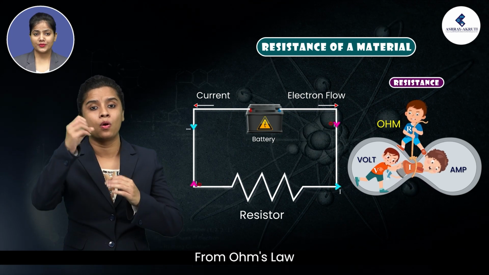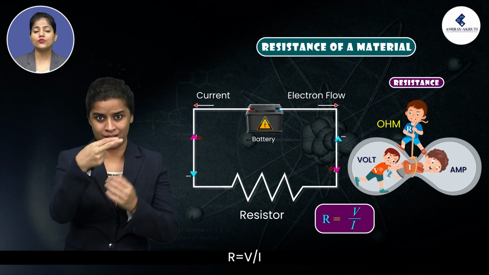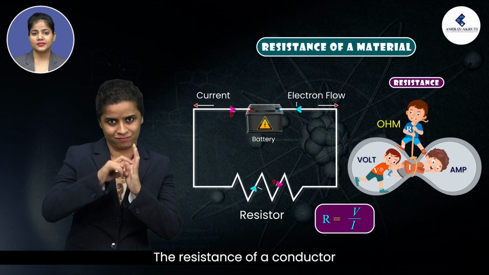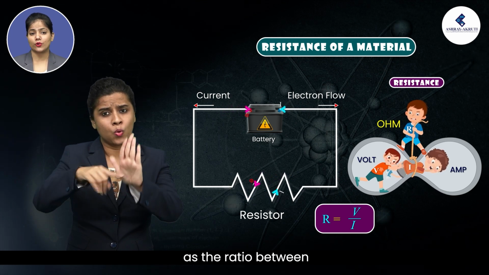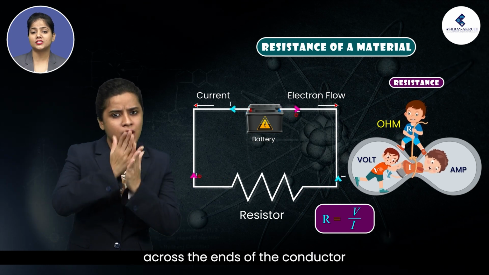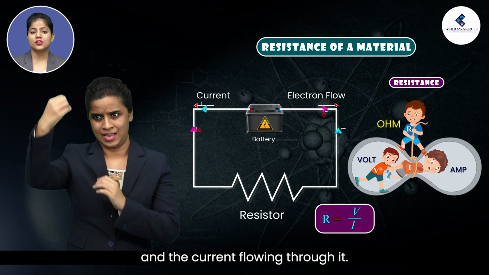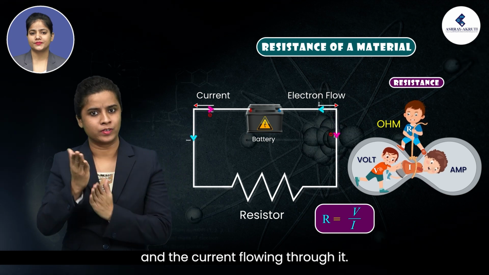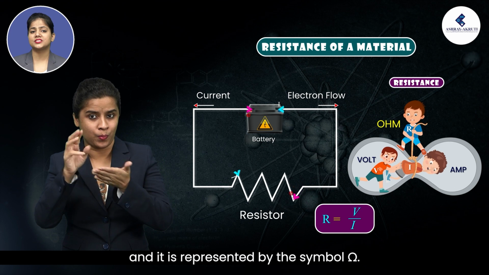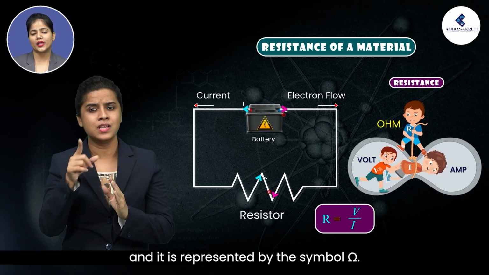From Ohm's law, R is equal to V by I. The resistance of a conductor can be defined as the ratio between the potential difference across the ends of the conductor and the current flowing through it. The SI unit of resistance is ohm and it is represented by the symbol omega.